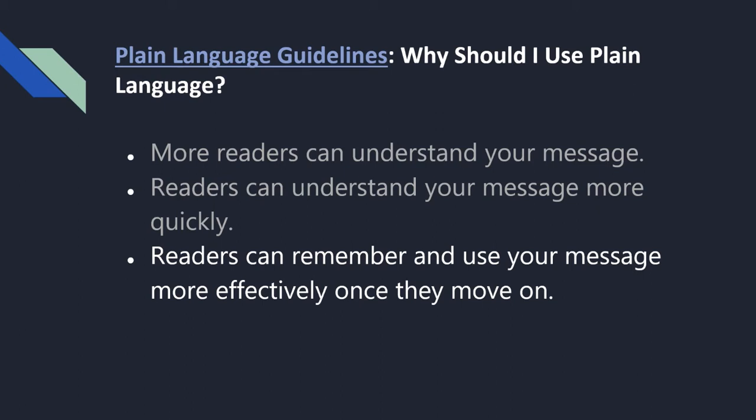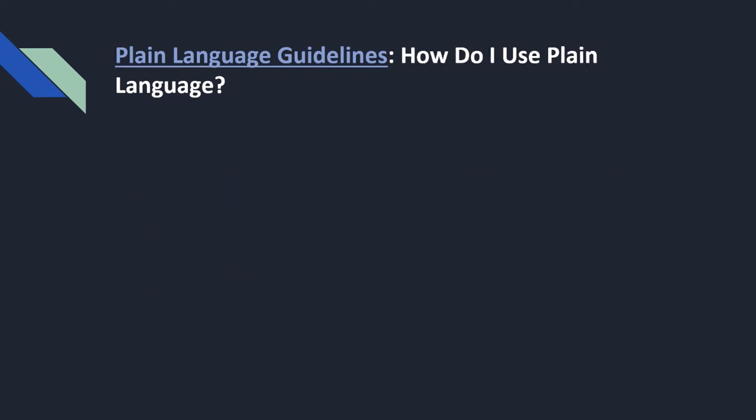Third, your readers can remember and use your message more effectively once they move on. This is most useful in communities where you're sharing instructional information, like recipes. You want your audience to be able to remember what they saw when they put their phone down and go stand in front of the cutting board. Next, we'll go over some practical tips for using plain language when you write. Then, we'll take a look at a short example and edit a statement to use plain language principles.